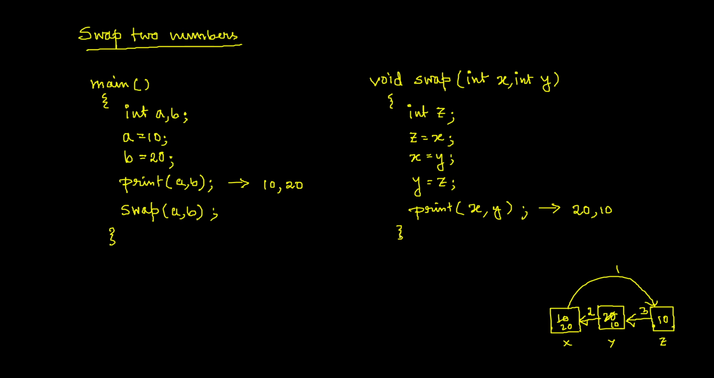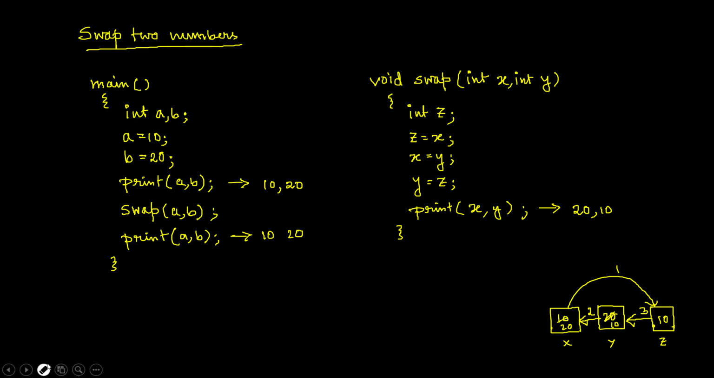Then how is it possible? First point is that after calling the swap function, if you again write print a comma b, you know what will be printed? It will basically print 10 and 20 again. It's not going to print 20 and 10.